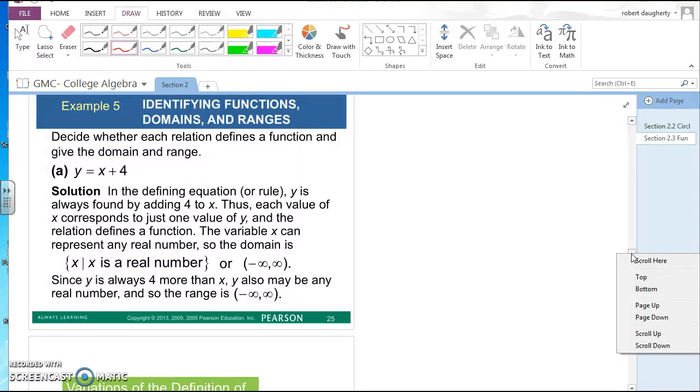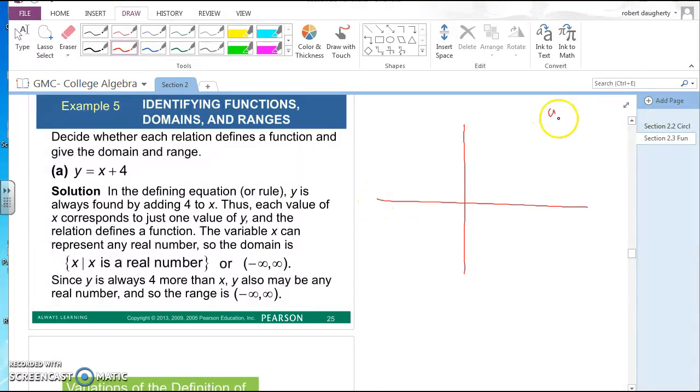So they're saying decide whether this is a function or not, and give the domain and range. We're going to be doing some graphing later, but this one's pretty basic. y equal x plus 4. That's a straight line, so I can just pick some points. If x is 0, y is equal to 4. If x is 1, y is equal to 5. If x is 2, y is 6. So what you see is this is just a line that goes through these 3 points.